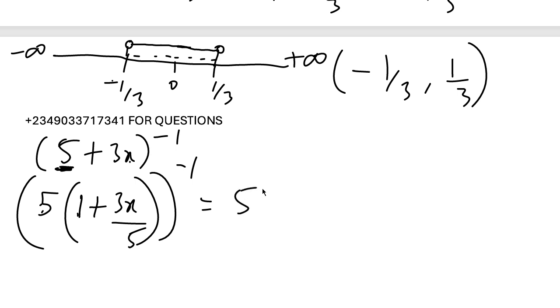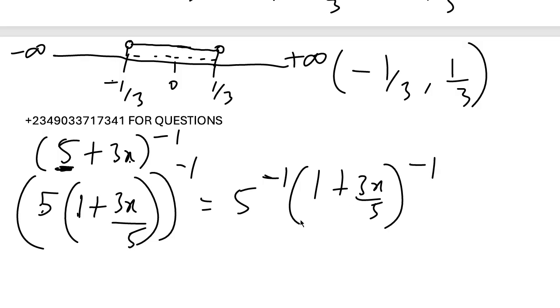Minus 1. So we can write this as 5 to the power negative 1, 1 plus 3x over 5 to the power of negative 1. So what are we then going to solve? The fact that the absolute value of 3x over 5 should be what? Less than 1. Very simple.